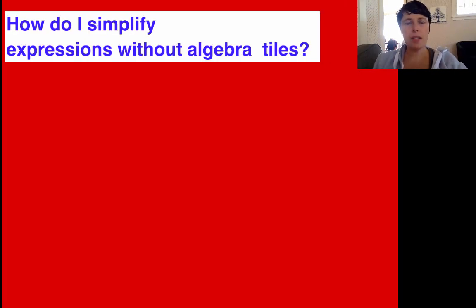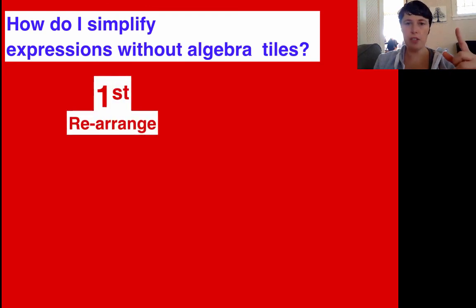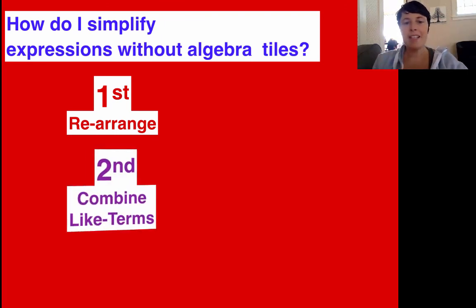To kind of wrap things up, remember this was our essential question. How do I simplify without the algebra tiles? And it really comes down to there's 2 steps. First, rearrange the problem, put the like terms together. And second, combine the like terms, get them together.